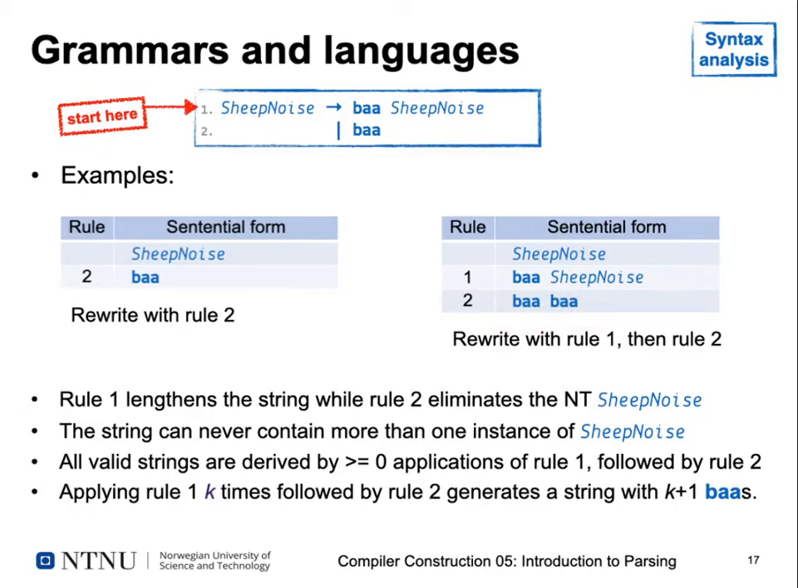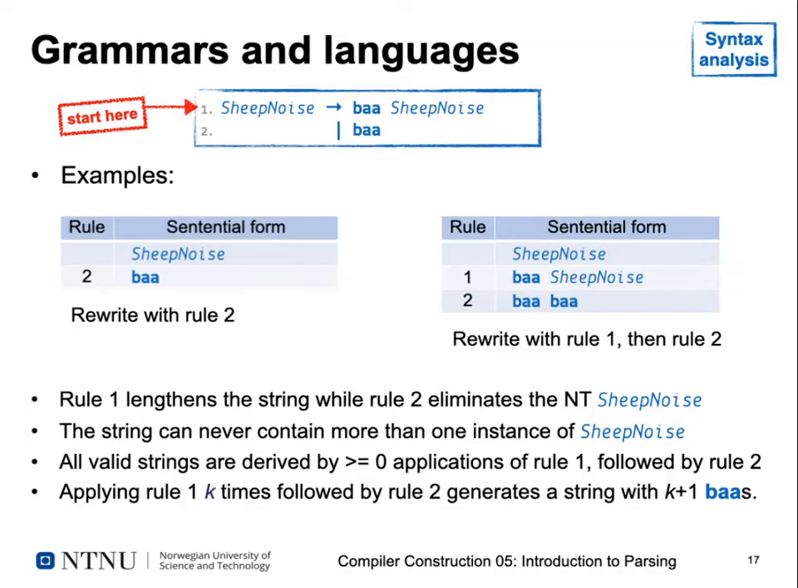So when we rewrite with rule 1 first, we need to do another recursion through our grammar to finally get to a sequence which contains no more non-terminal symbols. So we see applying rule number 1 lengthens our string because we add a non-terminal symbol, whereas applying rule number 2 shortens our string because it eliminates the non-terminal symbol sheep noise. We've also seen the string can never contain more than one instance of sheep noise because we can only generate one instance of sheep noise using rule 1, and this has to be replaced again by a recursive application of that rule or the other one.